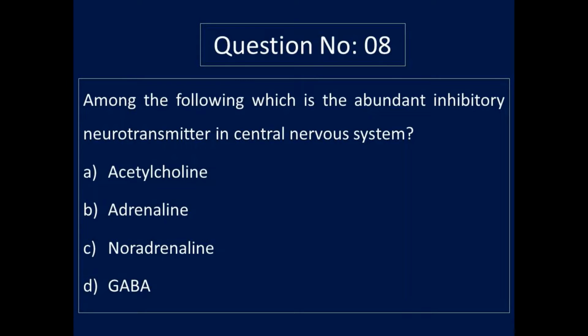Eighth question. Among the following, which is the abundant inhibitory neurotransmitter in central nervous system? Option A. Acetylcholine, B. Adrenaline, C. Noradrenaline, D. GABA. Option D. GABA, that is gamma aminobutyric acid, is the right answer.